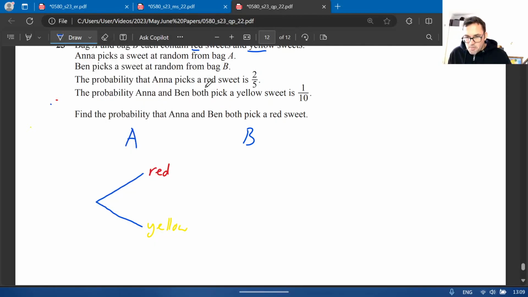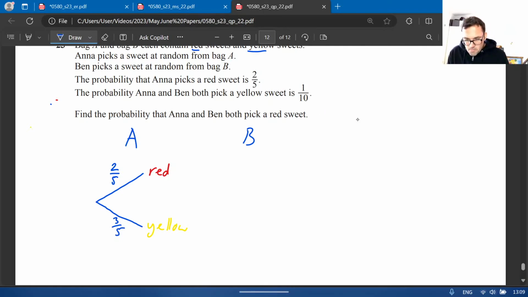The probability that she picks a red one is 2/5. So that means if there are 5 sweets in the bag, 2 of them are red. But we don't know if there's 5. There could be 10. If there's 10 sweets, 4 of them are red. Either way, the probability of getting a yellow one is 3 out of 5.